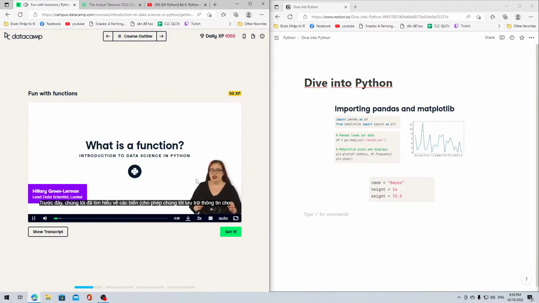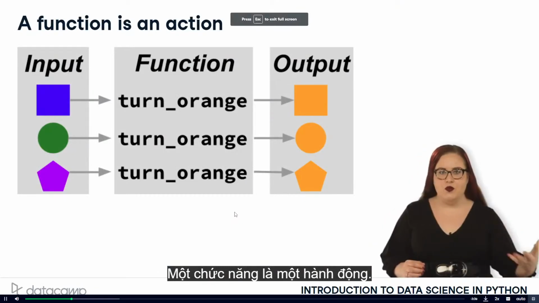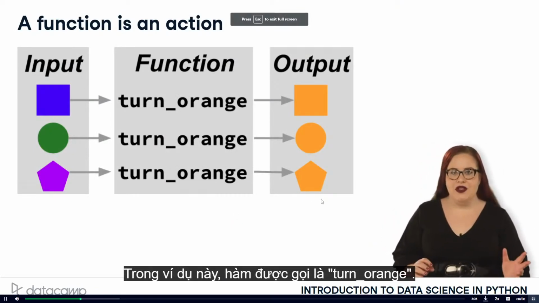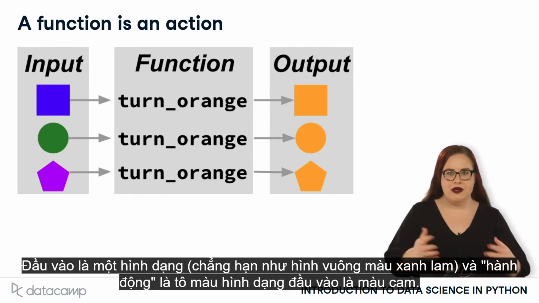Previously, we learned about variables, which allow us to store information for later use, strings, which represent text, and floats, which represent numbers. Now that we know the basic data types in Python, we'll start using them with functions. A function is an action. It turns one or more inputs into an output. In this example, the function is called turn_orange. The input is a shape, such as a blue square, and the action is to color the input shape orange.